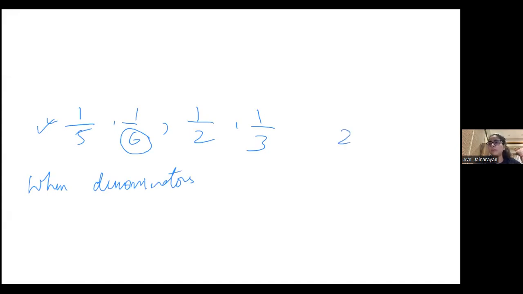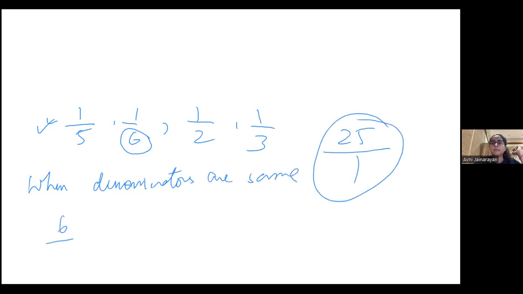So if you have 25, and you have to write it as a fraction and there's nothing in the denominator, we tell that it is 25 upon 1. So when denominators are same: 6 upon 16, 4 upon 16, 1 upon 16, 7 upon 16. And if you have to arrange this in descending order, which means the biggest fraction first, what would be the answer here?